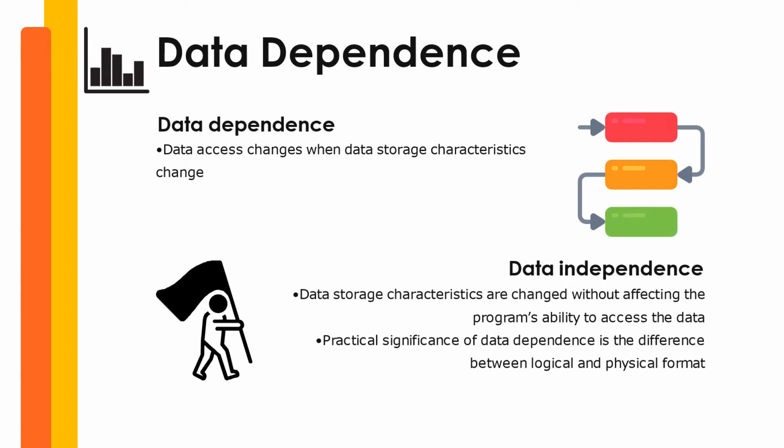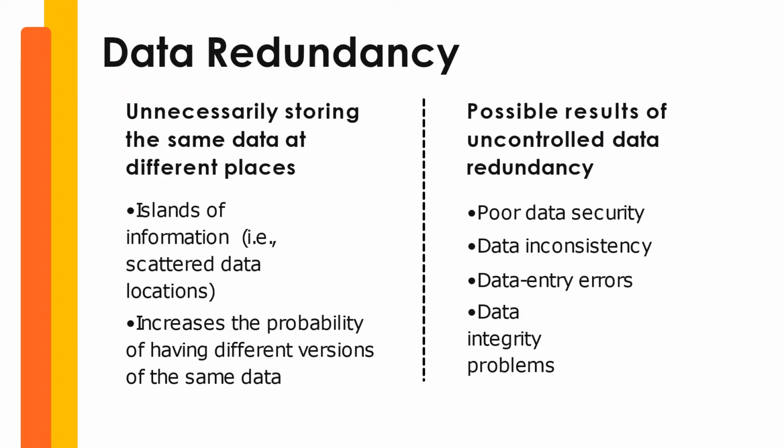The next concept is data dependence. We say that we have data dependence if data access changes when data storage characteristics change as well. On the other hand, we say that we have data independence if the data storage characteristics are changed without affecting the program's ability to access the data, and the practical significance of data dependence is the difference between the logical and physical format.